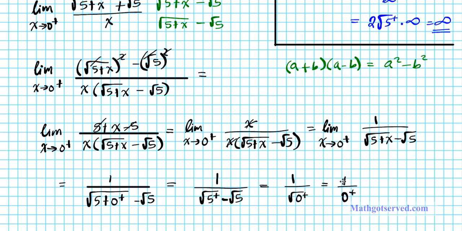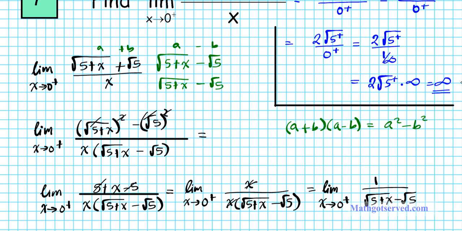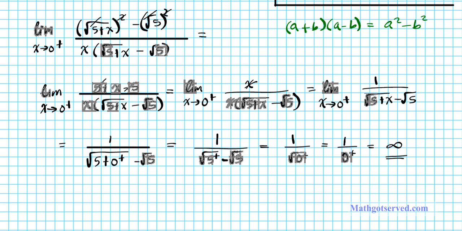What is 1 over 0 from the right? That's the same thing as infinity. So we can clearly see that our answer is infinity. That's the same answer we got over here, infinity. This is just a different way of doing it. All right, so that's that.